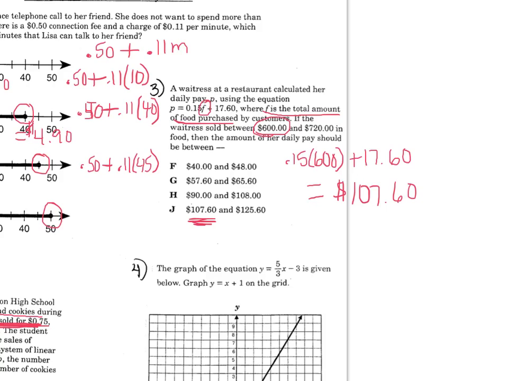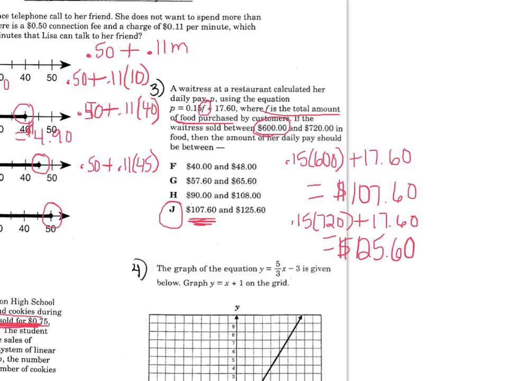Let's just go ahead and double check it and make sure that $720 of food will yield $125.60 in pay. So let's plug in 720. 0.15 times 720 plus 17.60. And if you do this on the calculator, you will get $125.60. So if the amount of food was between $600 and $720, her pay is going to be between $107.60 and $125.60.